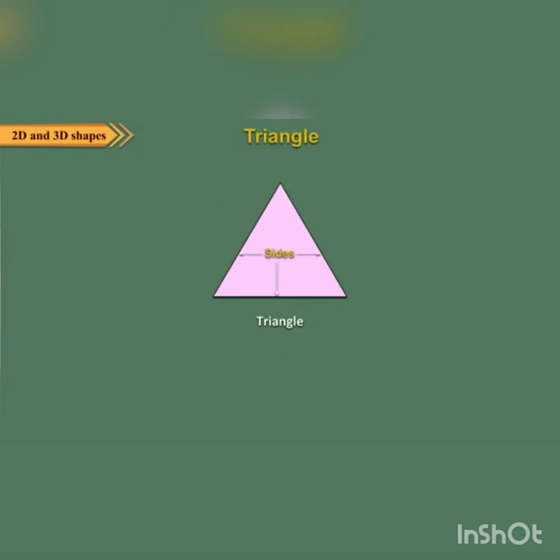And then triangle. A triangle has three sides: one, two, three. It has three vertices in the corners. This is the triangle.